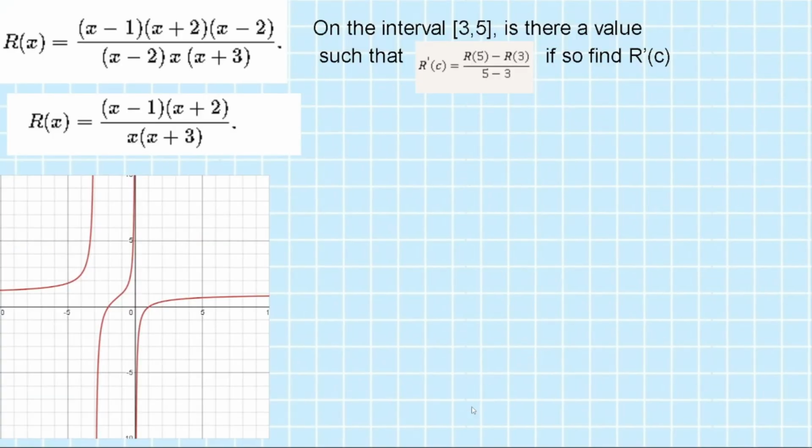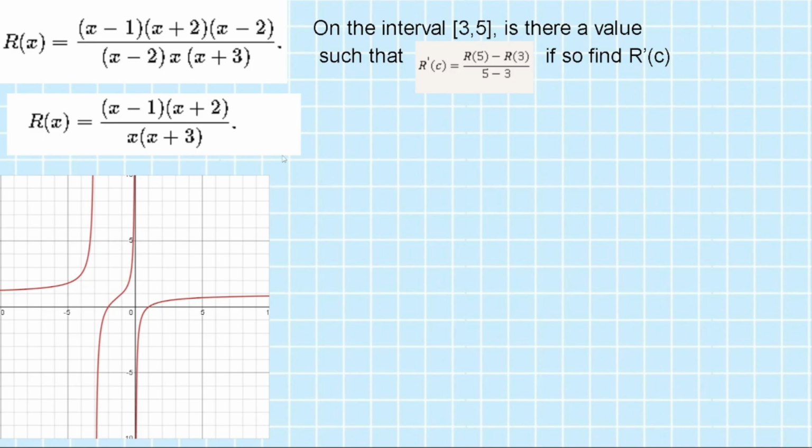All right, now looking at this, we're going to go into the problem using the mean value theorem. It says on the interval 3 comma 5, so only looking from 3 to 5, is there a value c such that R prime of c is equal to R of 5 minus R of 3 over 5 minus 3? If so, find R of c. We can solve this using the mean value theorem.